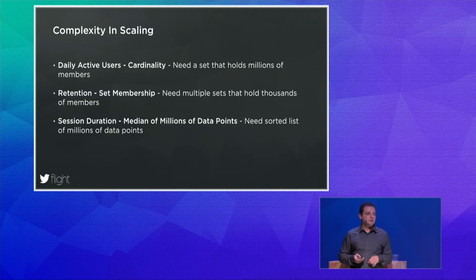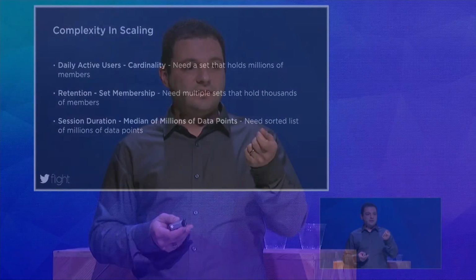Lastly, session duration. We show you median session duration in our dashboard front and center. To compute this in the most straightforward way, you would maintain a sorted list of session durations that you've seen on a given day. And as new session durations came in, you would add them to the sorted list, make sure it's still sorted. And to find the median, you would just take the length of the list and find the session duration that's in the middle of the list.